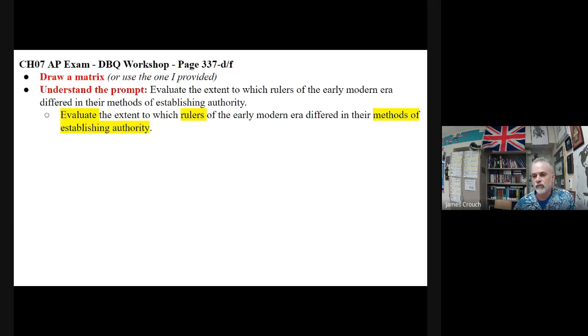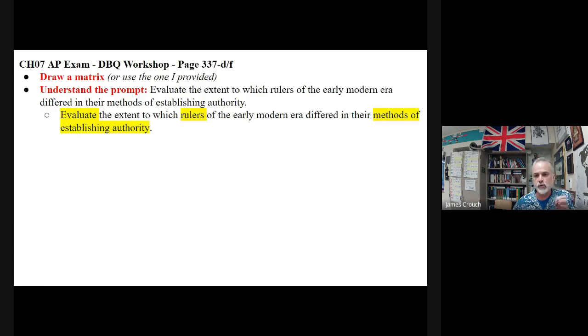You're looking for these rulers, and we have to evaluate. So we have to give some sort of evaluative word. Good rulers showed that they were boss by this, whereas other rulers, in a less effective way, did this. Make sense? All right, so that is what we're looking for.